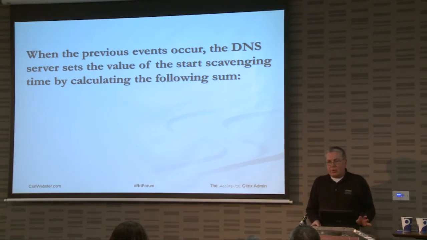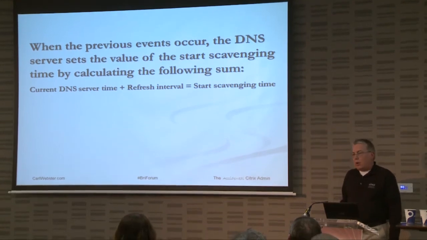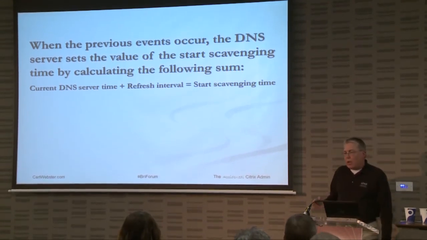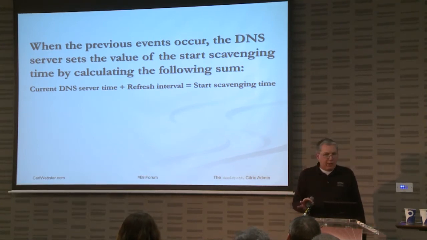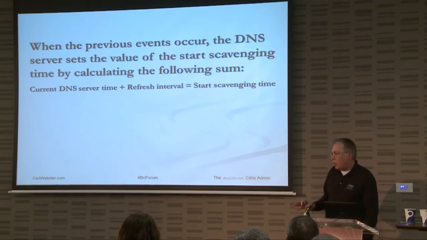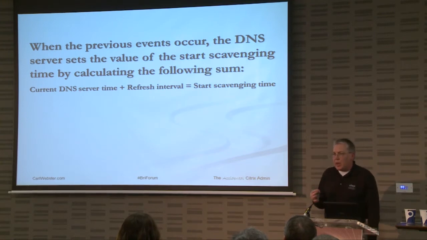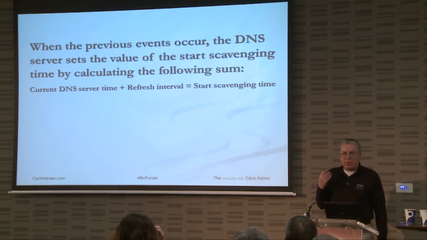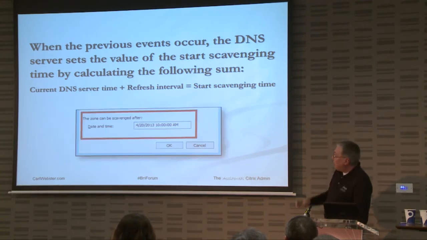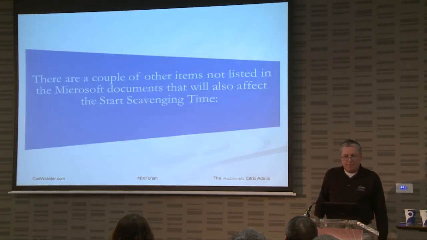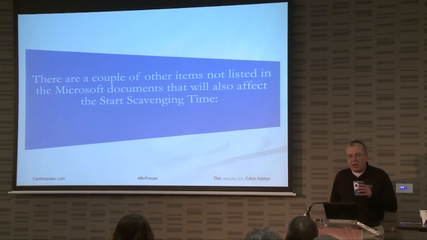So when all the previous events occur, the DNS server sets the value of the start scavenging time by calculating the current DNS server time plus the refresh interval equals the start scavenging time. That is why having accurate time in the PDC emulator, being configured properly to be the authoritative time service for your domain, is very critical, because it affects the resource record timestamps. It affects the scavenging process. And then once it's done, you'll get that. Now, there are a couple other items that are not listed in the Microsoft documents that will also affect the start scavenging time.